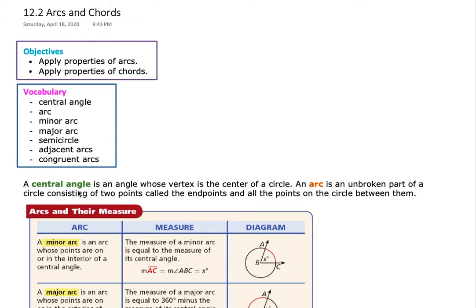So a central angle, if I draw a circle, that's kind of a circle. A central angle, as you may know, is anything where the vertex is on the center of the circle. So this would be a central angle. And an arc then would be right here. It's an unbroken part of the circle consisting of 2 points called the endpoints, right here, and all the points in the circle in between them.